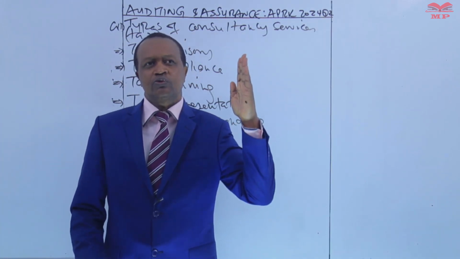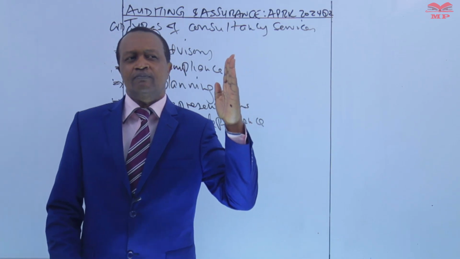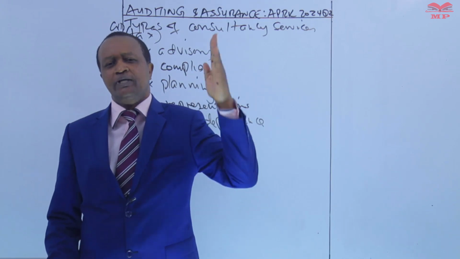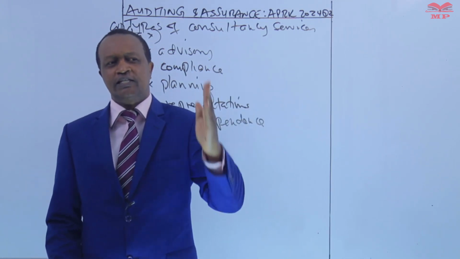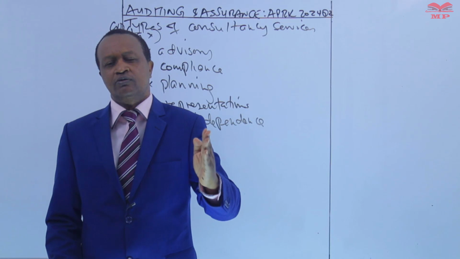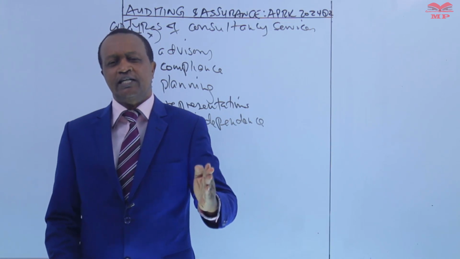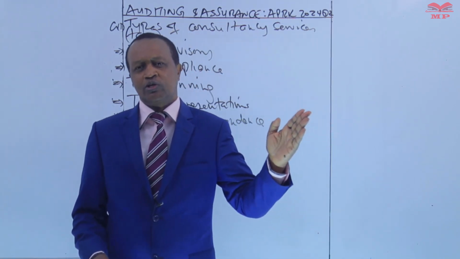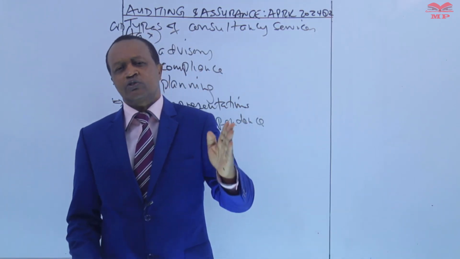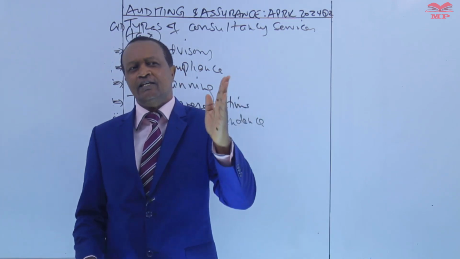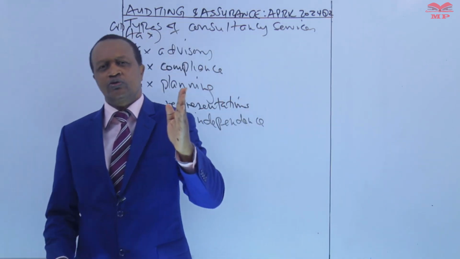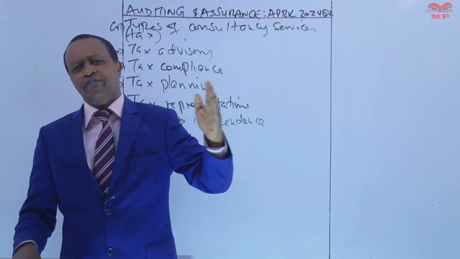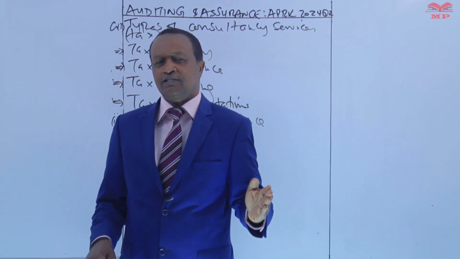And for an auditor to carry out his function objectively, he is required to be independent. He's supposed to give an independent opinion. But there are some situations that can threaten his independence, what we are calling threats to independence. So an auditor is required to be free from any interactions or any influences that will affect his independence.